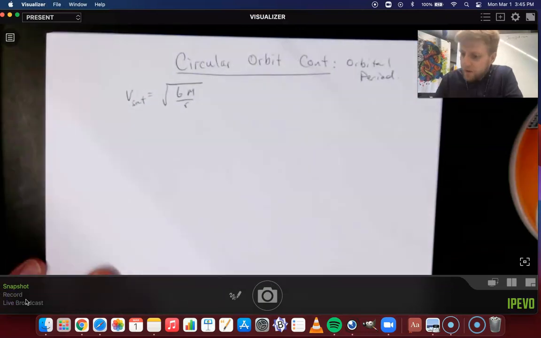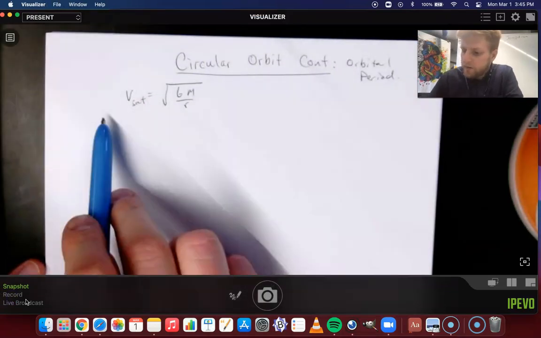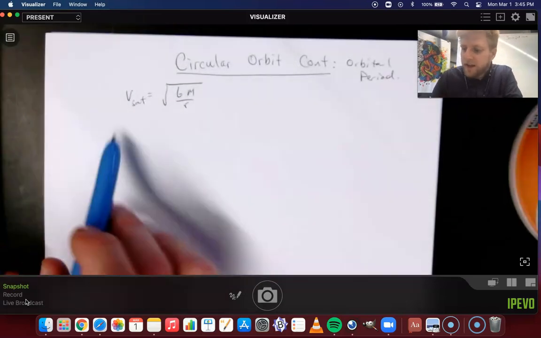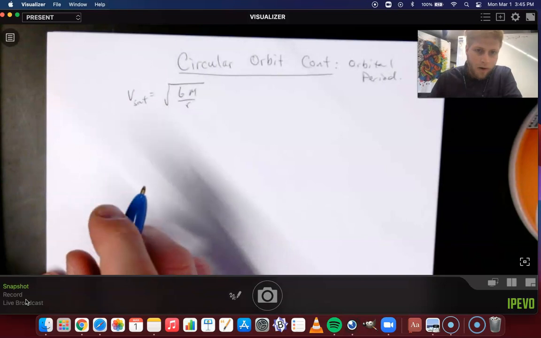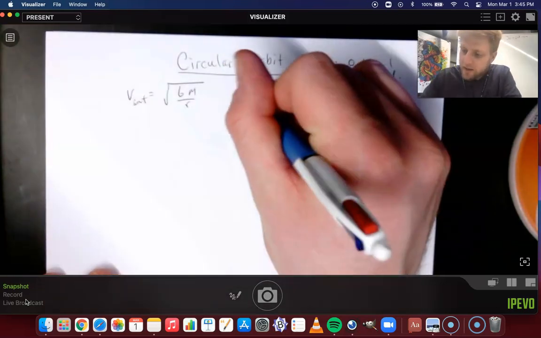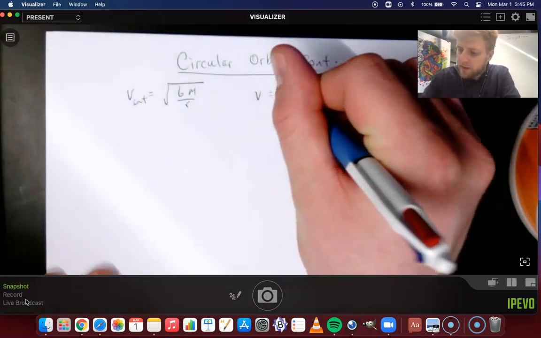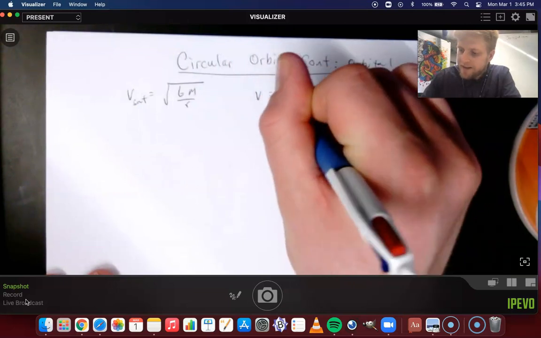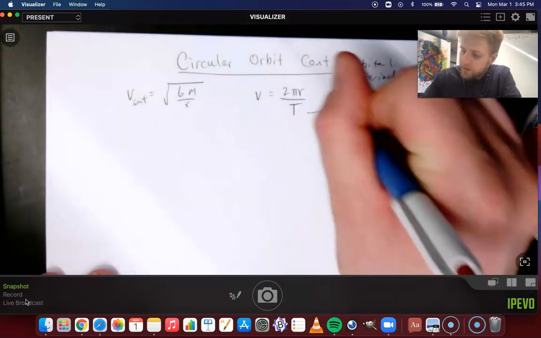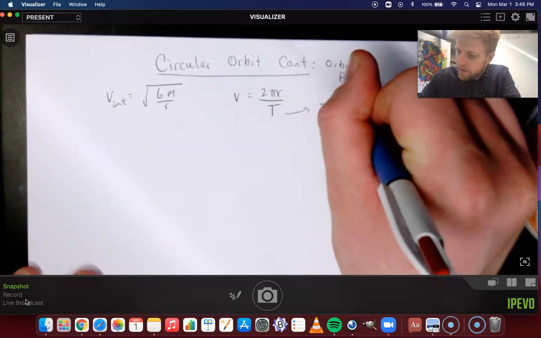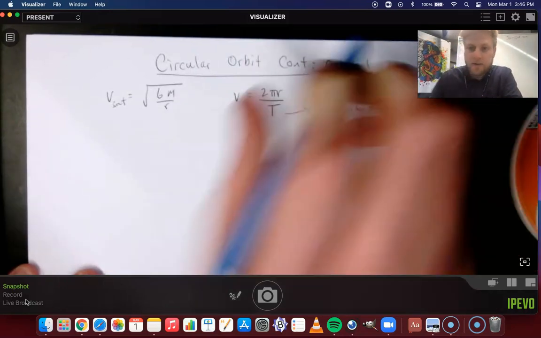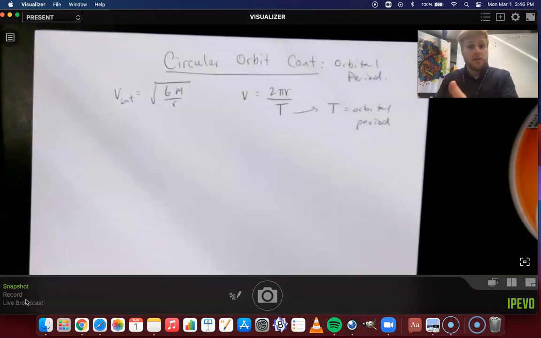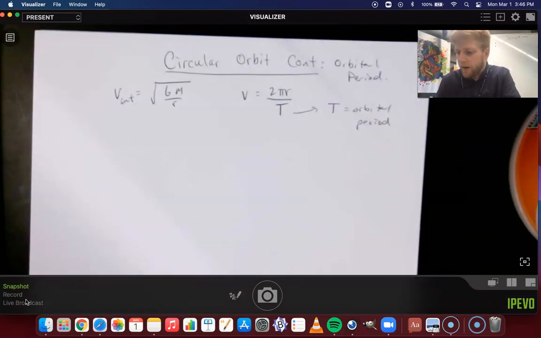So the place to start is right here with the speed of the satellite. The speed of the satellite is, again, the square root of G big M over r. We can remind ourselves that the speed of something moving in a circle is 2 pi r over T. T is what we're interested in. T is the orbital period, or in other words, how long does it take the International Space Station, or any satellite, in fact, to go all the way around.